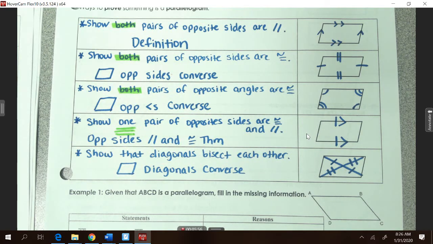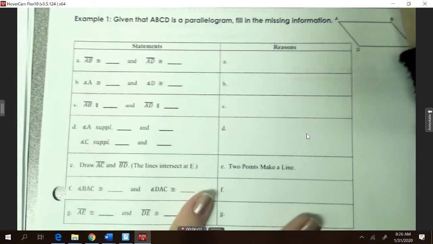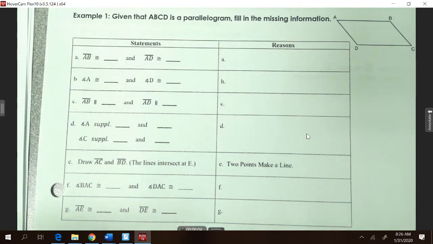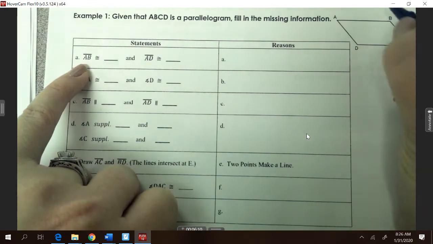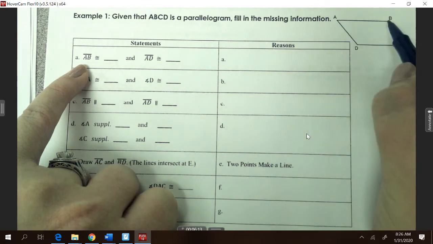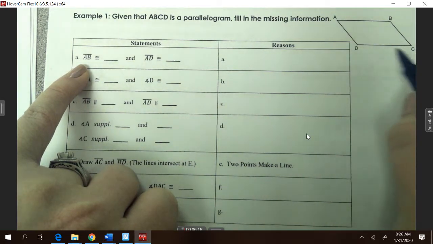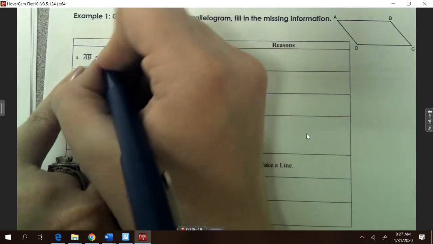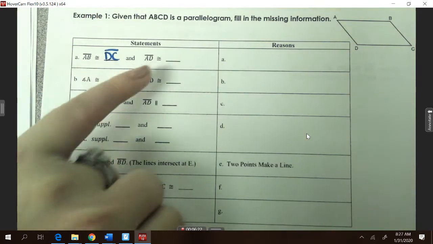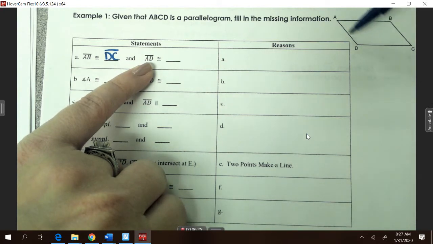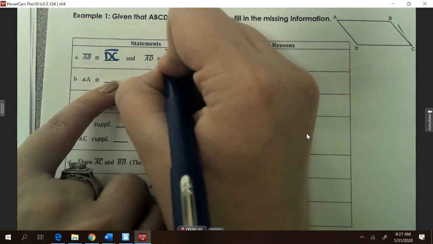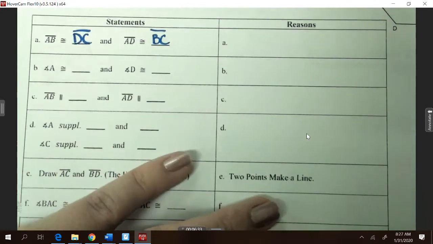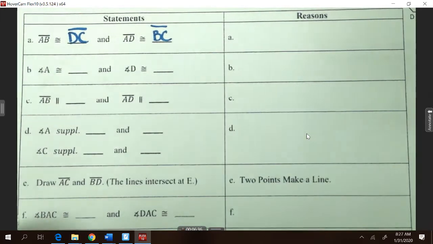Okay. Now down here at the bottom, it says, given that it's a parallelogram, fill in the missing information. Okay, so let's go through and complete these statements based on the diagram. So what would AB be congruent to? CD or DC, whatever one you want to name it, doesn't matter to me. I'm going to just name it DC. Okay, and then what would AD be congruent to? BC or CB, either one. I'll put BC. Okay? And the reason that I would put for that is that opposite sides are congruent.